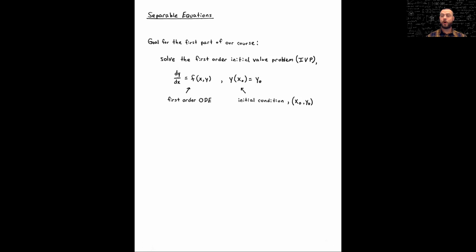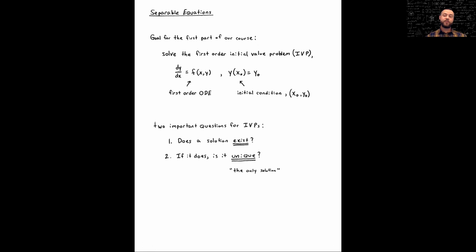Think back to your Calc 1 and Calc 2 courses. Whenever you had an antiderivative and you had a plus c, maybe you had information, a function value that allows you to solve for the value of plus c. That's what the initial condition will allow us to do, to solve for the integration constant that we get. All right, so these two pieces together give us what's called an initial value problem.